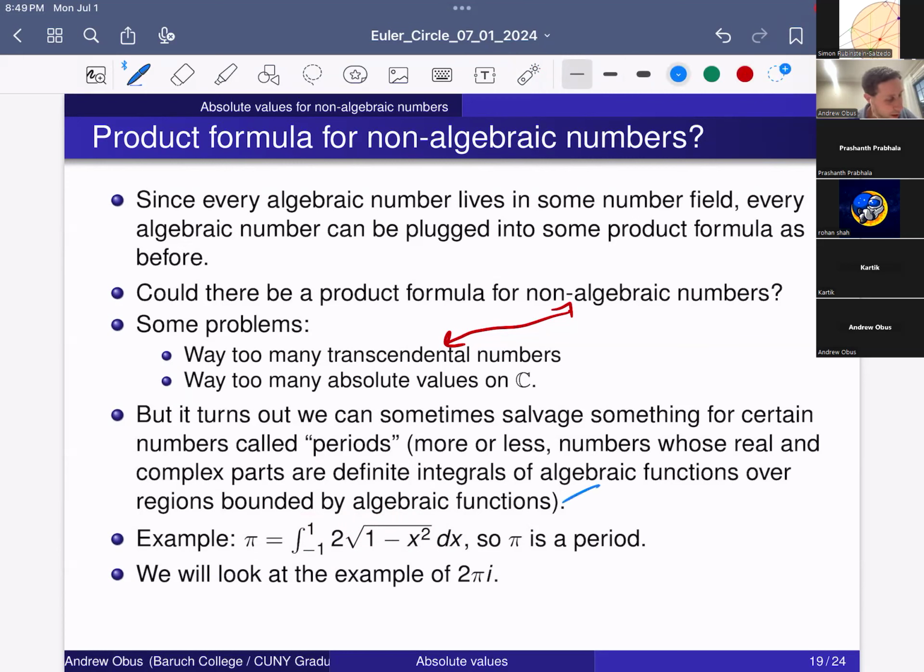I guess I should say that everything has to be defined over Q. Otherwise, you could do trivial things like saying that pi is the integral of pi from 0 to 1. So you don't want that. You want the coefficients to all lie in Q.